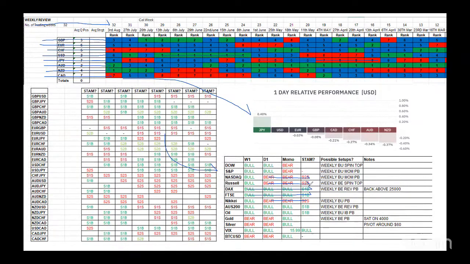Nikkei's a tactical short. It's come back down to the 60,000 level. If we have a chance, we'll have a look. ASX is a strategic buy. Oil still remains a strategic buy, even though we dropped considerably over the weekend with the continued pause in strikes, shall we say. VIX at the weekend was kind of depressed. Let's see how that plays out over the next session or two in terms of those US markets.